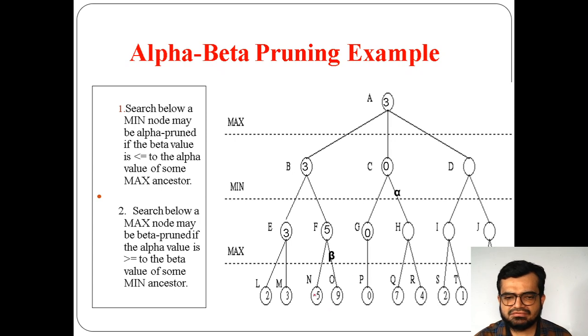Okay, which is the max value here? Actually it is 9 here, so we have to take 9. Among 5 and 9, this is 9. Now among 3 and 9, which is the minimum value? 3. So we have taken 3 here. Why? Because among 3 and 9, ultimately 3 is the minimum value.